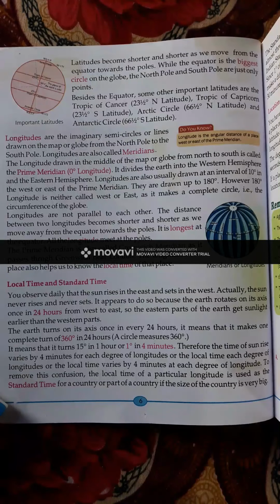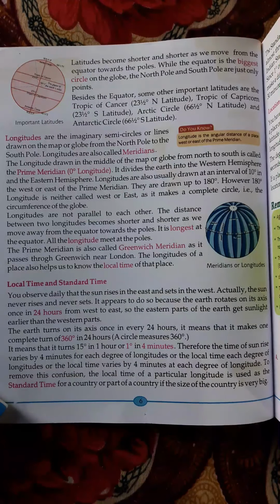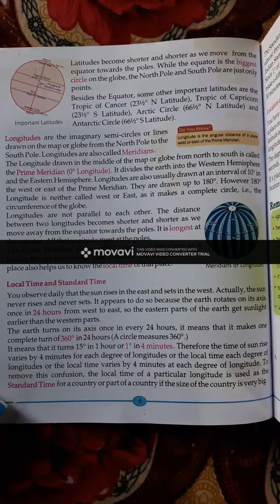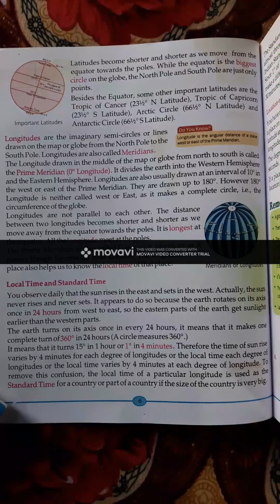Latitudes become shorter and shorter as we move from the equator toward the pole. लैटिट्यूड धीरे धीरे छोटा होता चला जाएगा जैसे जैसे हम इक्वेटर से दूर पोल की तरफ चलते जाएंगे. While the equator is the biggest circle on the globe. अब पूरे ग्लोब में अगर कोई सबसे बड़ा है तो वो है इक्वेटर. The North Pole and South Pole are just points. जो 2 पोल हैं वो केवल एक पॉइंट हैं.